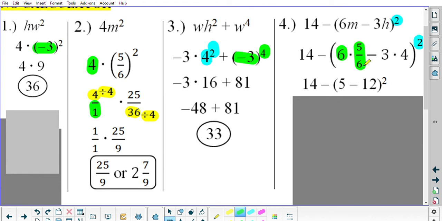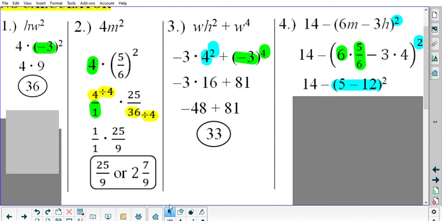If you need to hear me say that again, feel free to rewind the video to hear what I just explained as a shortcut for that part I highlighted in green. 3 times 4 is 12. Now notice, this is still in parentheses. Why? Because I haven't done everything inside yet. I still have to do subtraction.